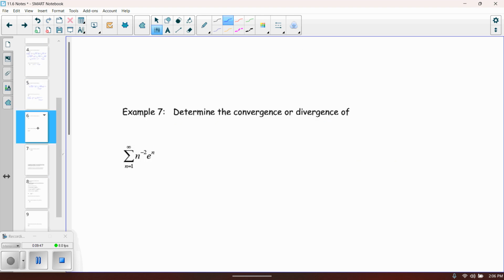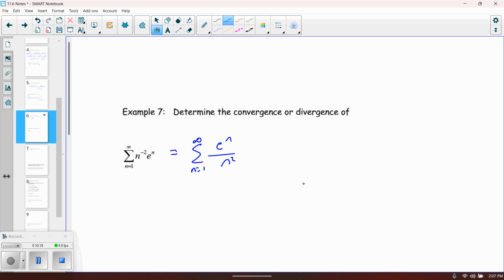All right. Let's see here. We've got n to the negative 2 times e to the n. So you could rewrite that one, first of all, as e to the n over n squared, just so you can get a better idea that this is probably going to be divergent because the top is exponential, the bottom is polynomial. Exponentials will grow much faster, so it should be divergent.